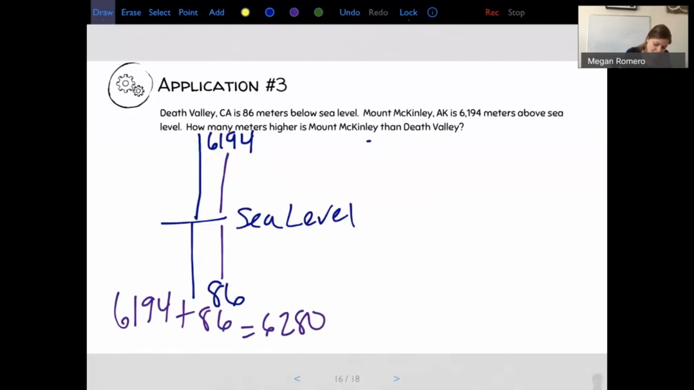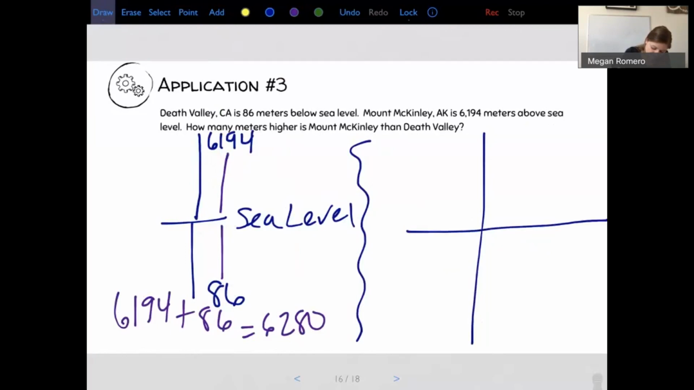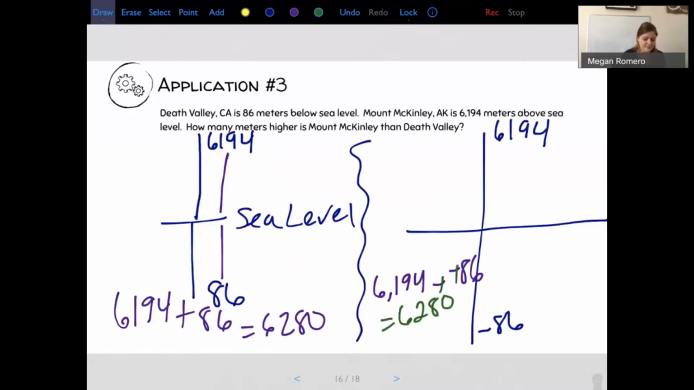Way number 2 to do this problem, we're still going to draw a similar picture, but in this case, I'm going to mark Death Valley as negative 86, and Mount McKinley is 6,194. And if we want to know how much higher Mount McKinley is than Death Valley, we can subtract these two numbers. So that would give us 6,194 minus negative 86. Minus a negative turns into addition. So it becomes exactly how we did it the first time on the left-hand side. And this gives us 6,280.